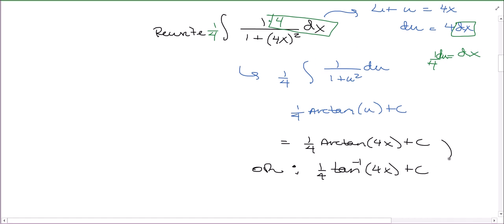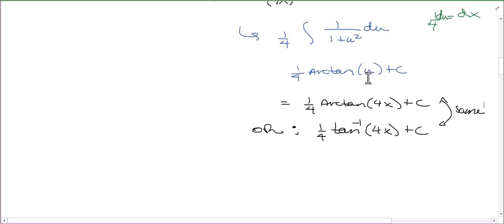So both of these are the same. It's just choosing what notation we want to use. All right, let's go on to more U-substitution examples.